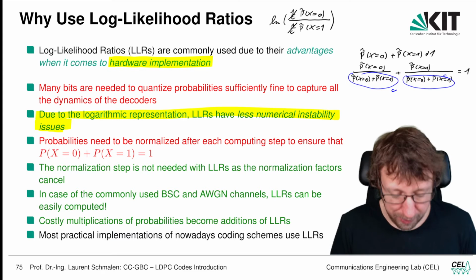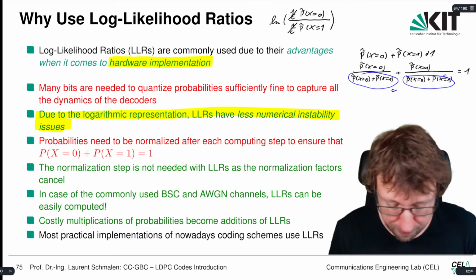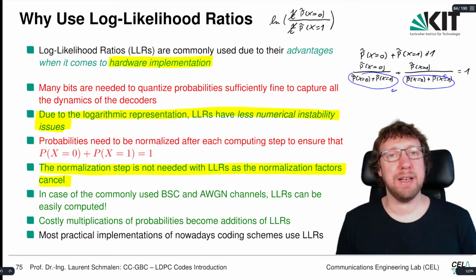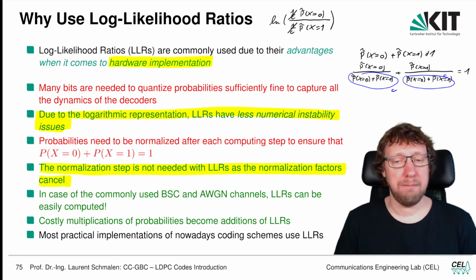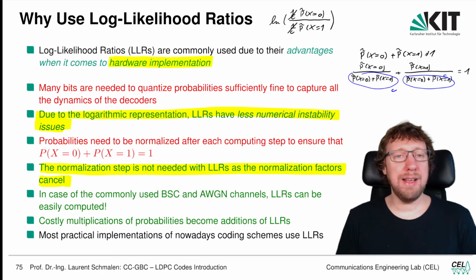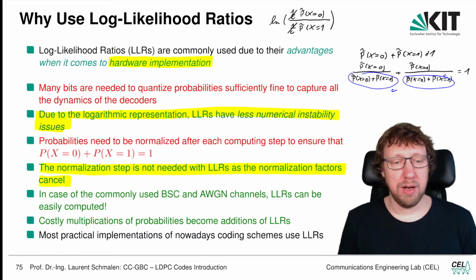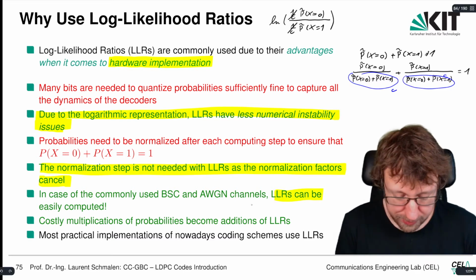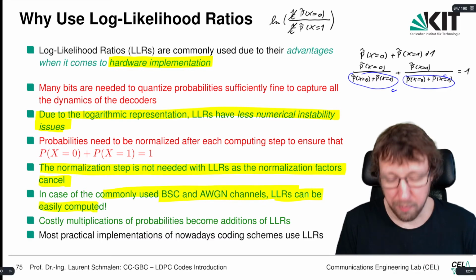So this is another advantage that is very important. We cancel normalization factors. We don't need normalization factors. Then the next advantage that we have is that log likelihood ratios can be very easily computed, as we're going to see, at least for the commonly used channels.